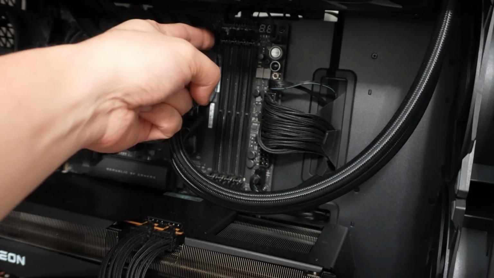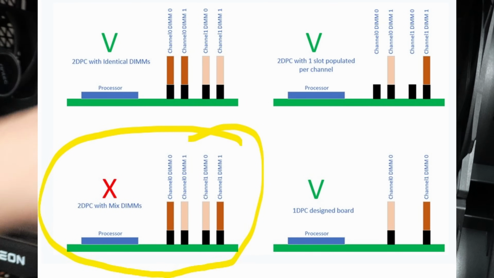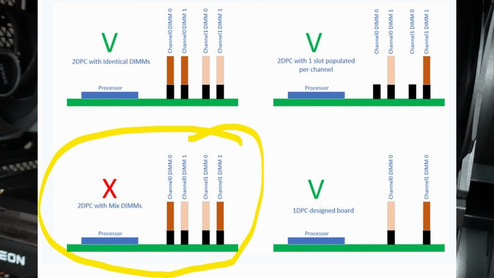What I see a lot of people do is they put the first one on A2 and B2, and then they go and put the new one on A1 and B1, which is completely wrong, and that's probably why it doesn't work for a lot of people.